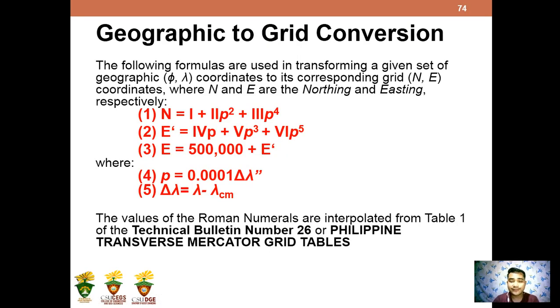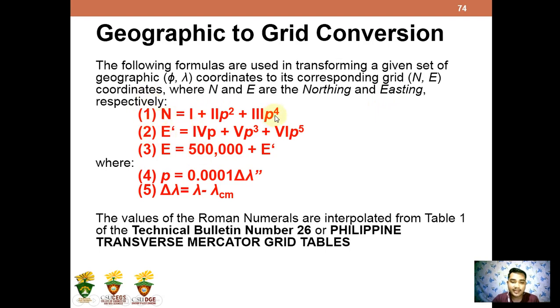Next is the geographic to grid conversion. So basically, ang purpose lang ani niya class, kay when we say geographic, diba, naka-ellipsoidal ni siya, which is latitude and longitude. And pag grid is naka-northings or eastings. So naka-meters ang iyang units ani class. The following formulas are used in transforming a given set of geographic, which is latitude and longitude coordinates, to its corresponding grid, which is northings and eastings coordinates, where N and E are the northing and easting respectively.